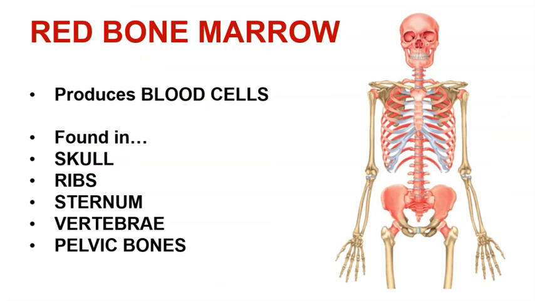The red bone marrow is the marrow that is responsible for producing all of the blood cells, and it does so in a process called hematopoiesis. Red marrow is typically found in between the spongy bone of places like the skull bones, the rib bones and the sternum, as well as the vertebrae and even the pelvic bones.